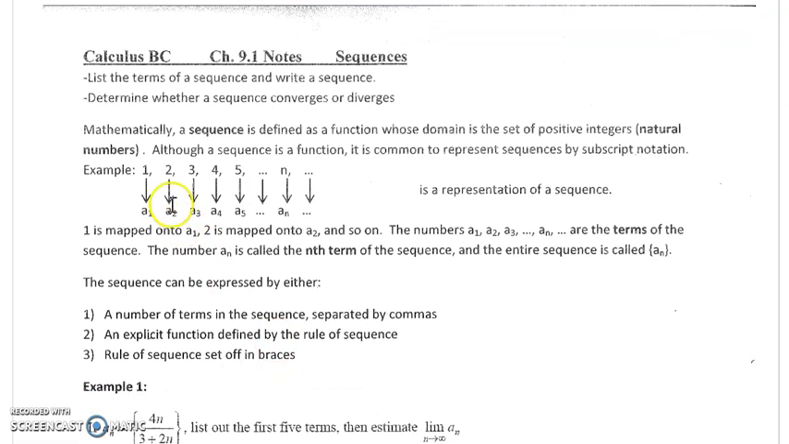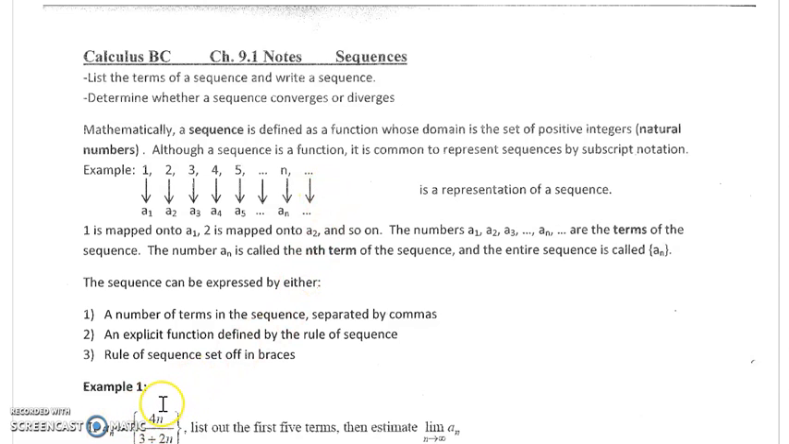All right, and we can express sequences in several different ways. One, we could just create a list like this. This is just a very simple list of all the counting numbers. And we use dot dot dots to indicate that it continues if it's an infinite sequence, which they normally will be in this class, separated by commas.